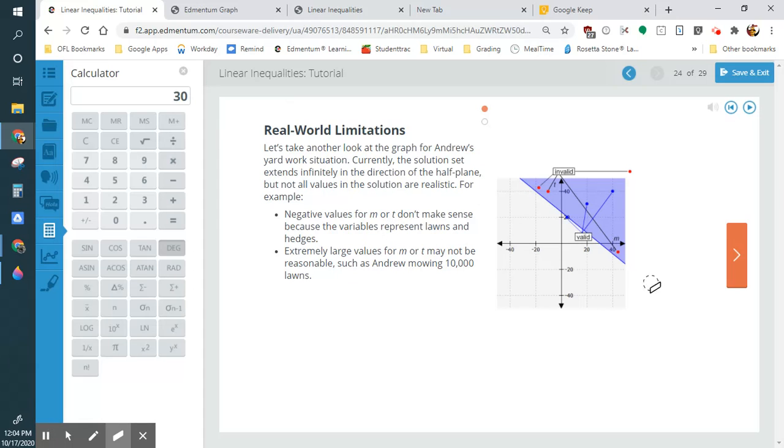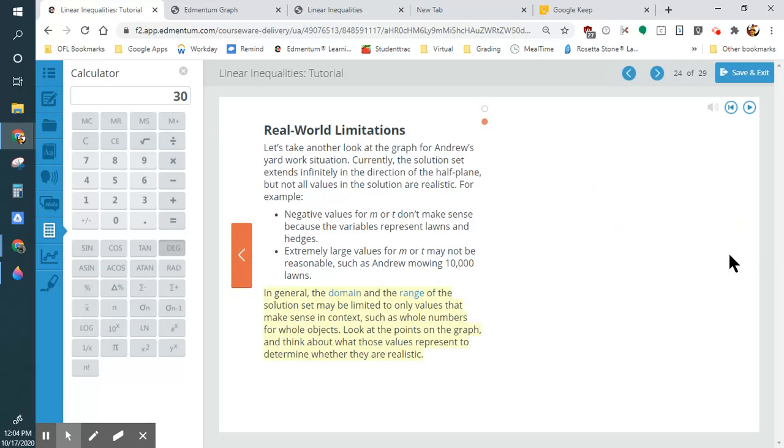All right, so real world scenarios. These are known as invalid options because you can't have negative lawns. You can't mow negative lawns. So that's invalid. This one's invalid because you can't trim negative hedges. Basically, trimming negative hedges is people paying you for hedges you don't trim. You're just charging people for nothing. And that doesn't really work out that well.